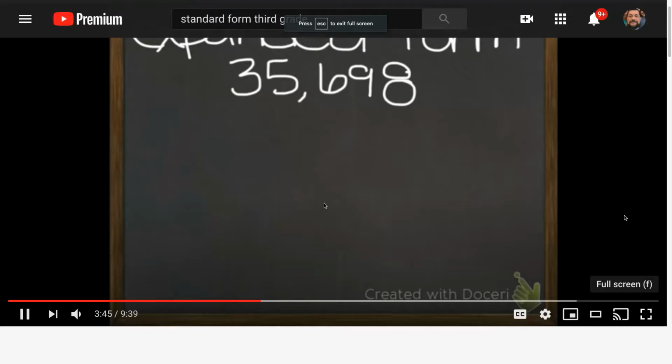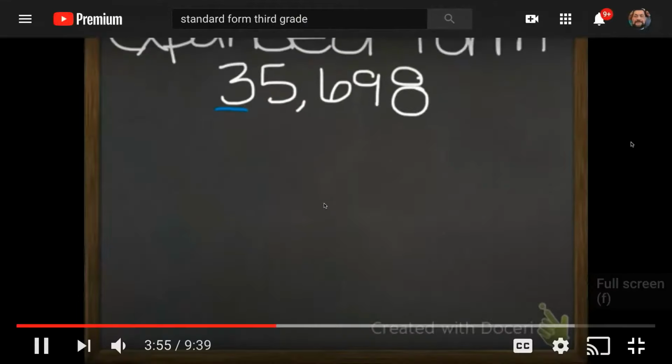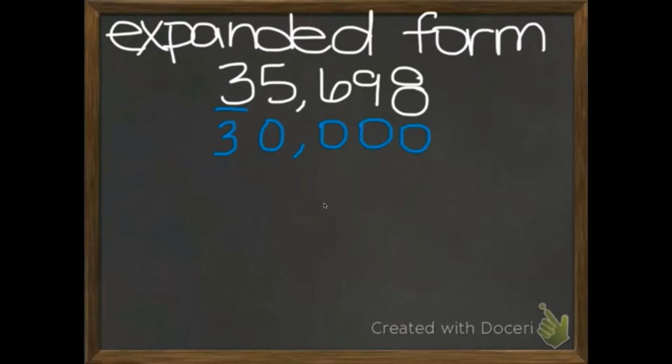For instance, let's look at this 3. The value of the 3 is not 3. It is actually worth 30,000. Now let's look at the 5. It is worth 5,000 because it's in the thousands place.